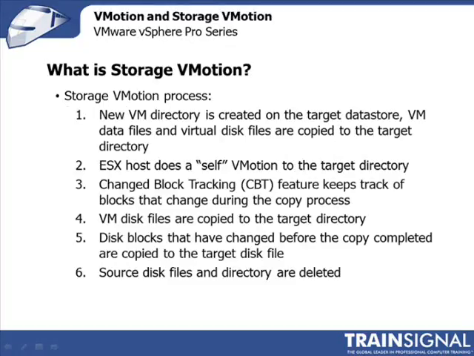Here's an overview of the Storage vMotion process. First, a new virtual machine directory is created on the target data store. Then virtual machine data files and virtual disk files are copied to the target directory. Next, the host does a self-vMotion to the target directory. This initiates the vMotion process without moving the VM to another host. From this point, the change block tracking feature keeps track of any blocks that change during the copy process. Next, the virtual machine disk files are copied to the target directory, and then the disk blocks that have changed before the copy completed are copied to the target disk file. Finally, the source disk files and directory are deleted, and the process is complete.